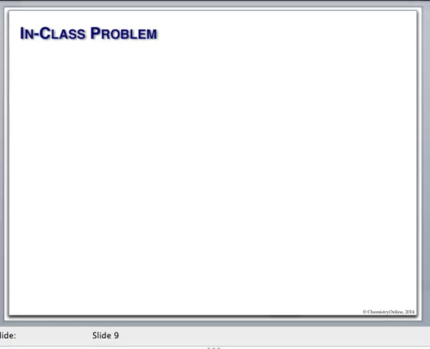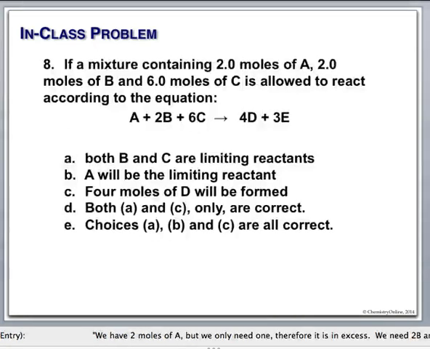All right, number 8. Here we have a simple limiting reactant problem, don't we? We have A, B, and C giving D and E. We have 2 moles of A. We have 2 moles of B, and we have 6 moles of C. We are given that we have 2 moles, and 6 moles. That's the problem. We're trying to identify the limiting reactant and see if this is correct.